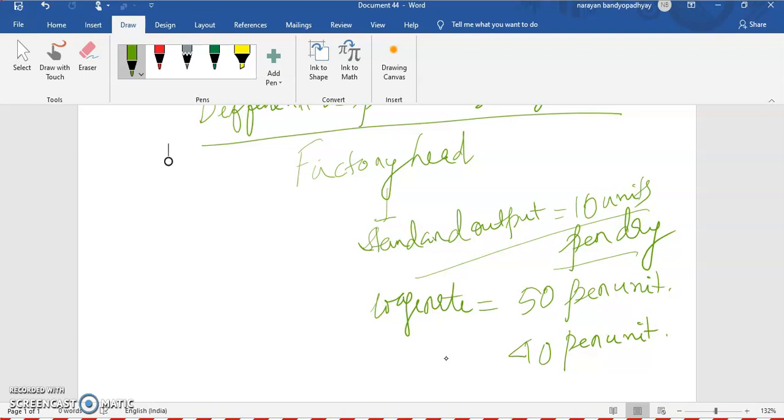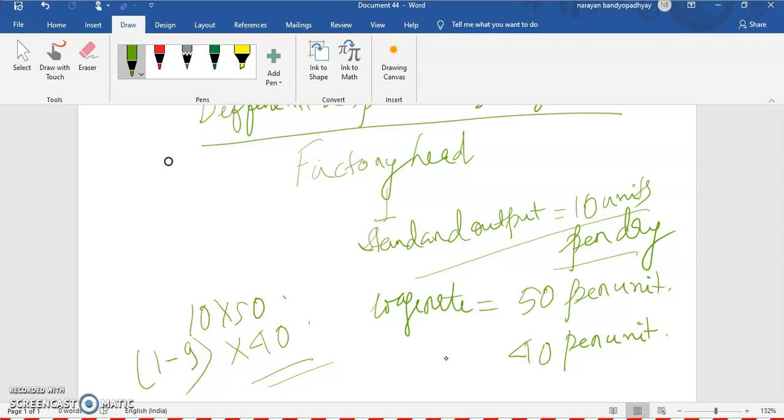So the factory head has set the standard like this. A person who is able to meet the standard output of 10 units per day will get 10 into 50 rupees, and who cannot meet the standard output of 10 units will get 40 per unit. So if it is 1 to 9 units, then he will get 40 rupees each, right?